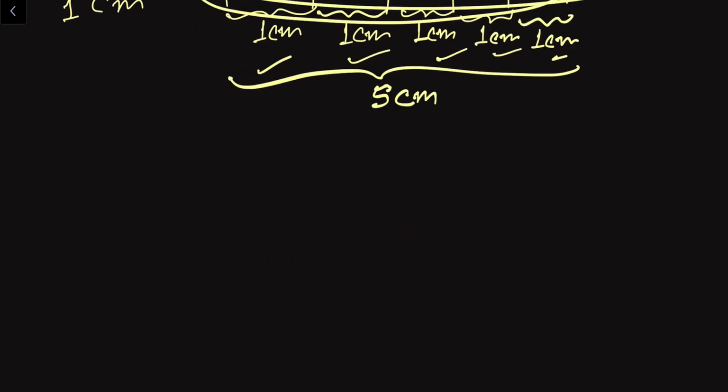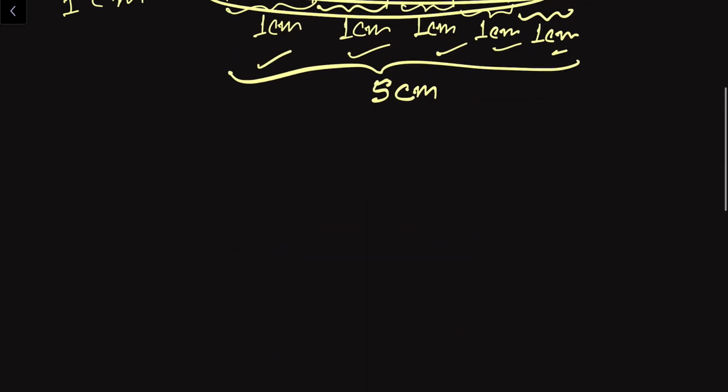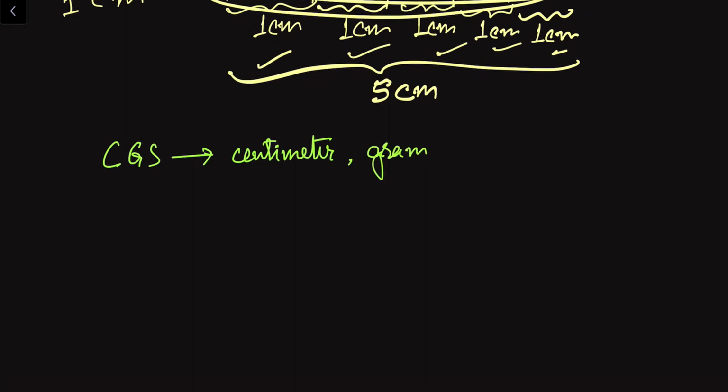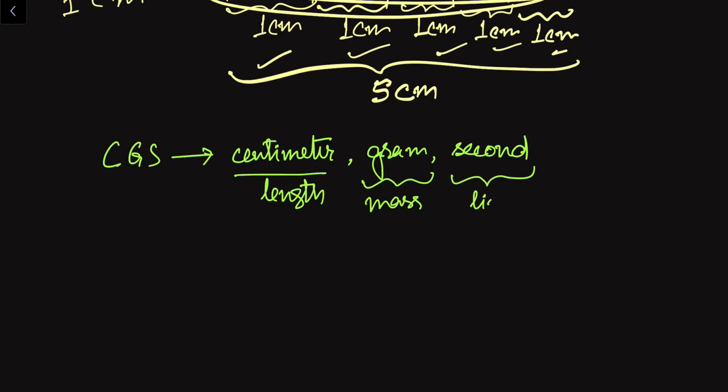There are various systems of measurement that were used previously. You might be asked about them in the exam also. First is CGS. CGS stands for centimeter, gram, and second. These are the full form of CGS. Centimeter is the unit of length, gram is the unit of mass, and second is the unit of time.